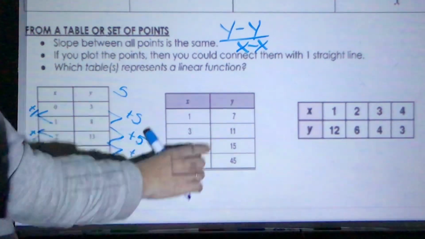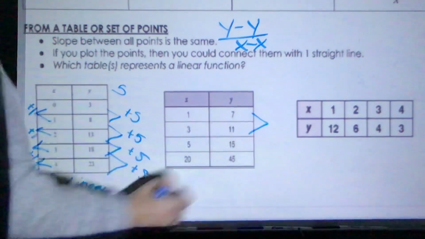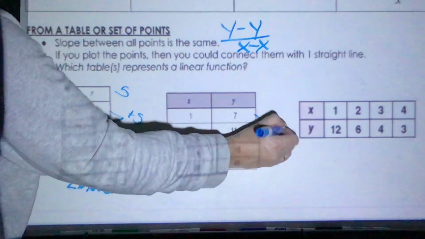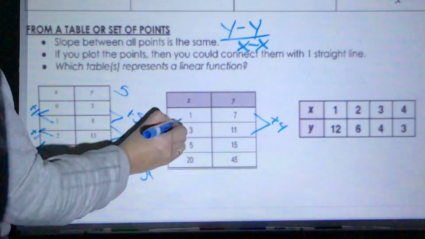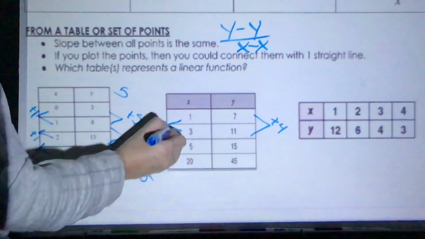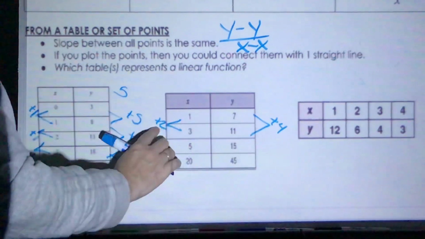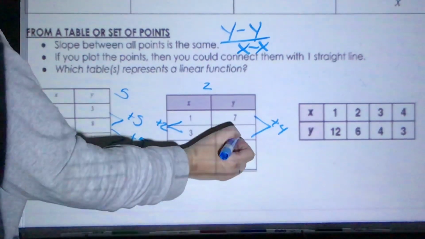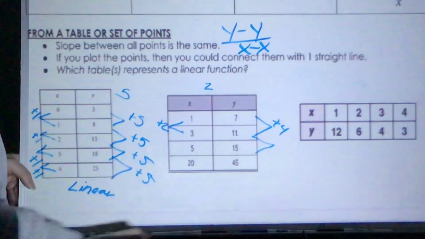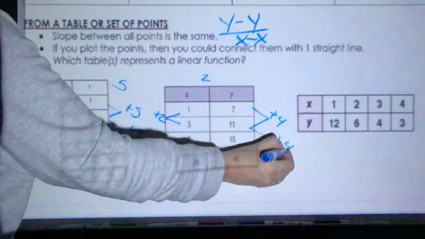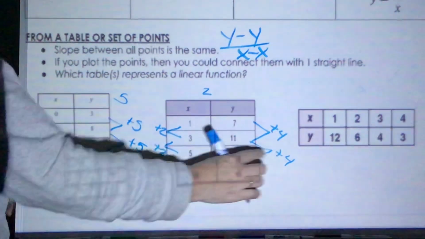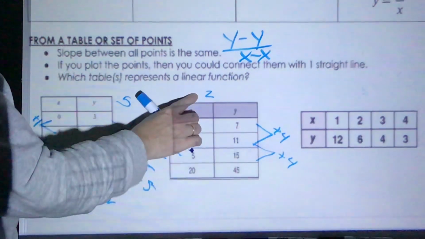For our next example, to get from 7 to 11, I'm always starting with my y's, right? I would have to add 4. To get from 1 to 3, I would add 2. So my slope would be 4 over 2, which would be 2. From 11 to 15, that's also plus 4. From 3 to 5, that's plus 2. So that's also a slope of 2.